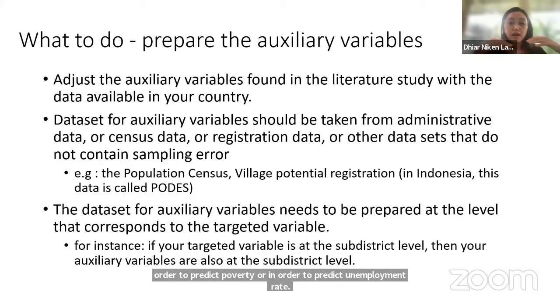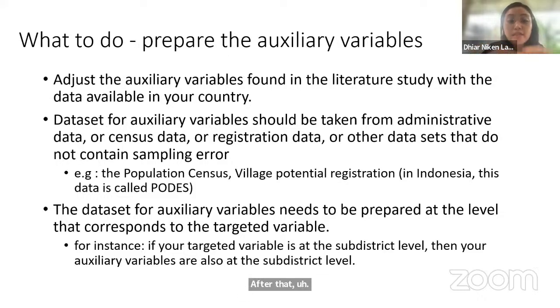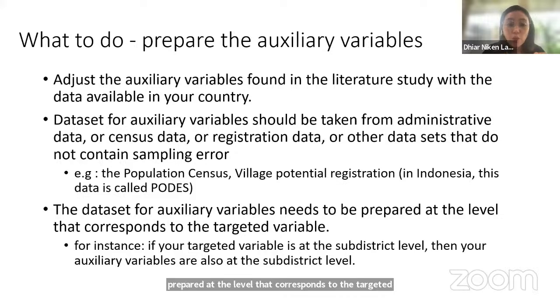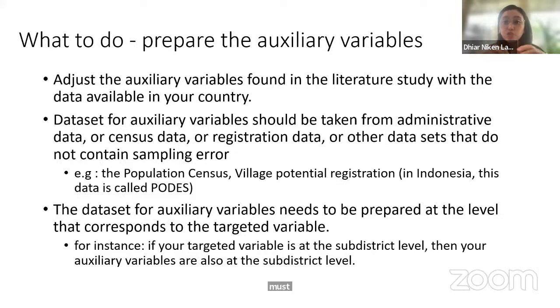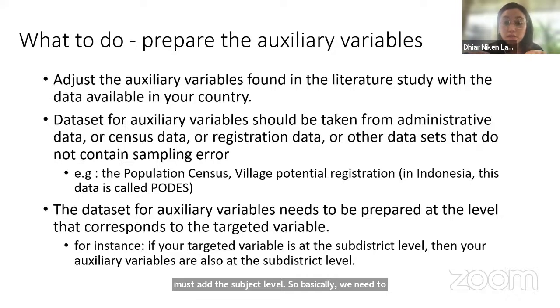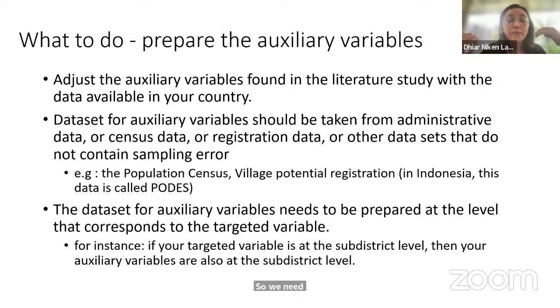After that, the data set for the auxiliary variables needs to be prepared at the level that corresponds to the targeted variable. So if you want to estimate poverty at the subdistrict level, then your auxiliary variables must also be at the subdistrict level. Basically, we need to prepare the auxiliary variables that correspond to our targeted variable at the same level, the level that is our concern in this study. Next slide, please.